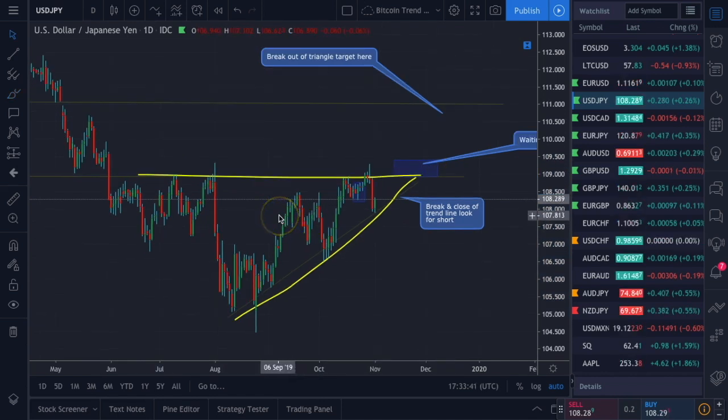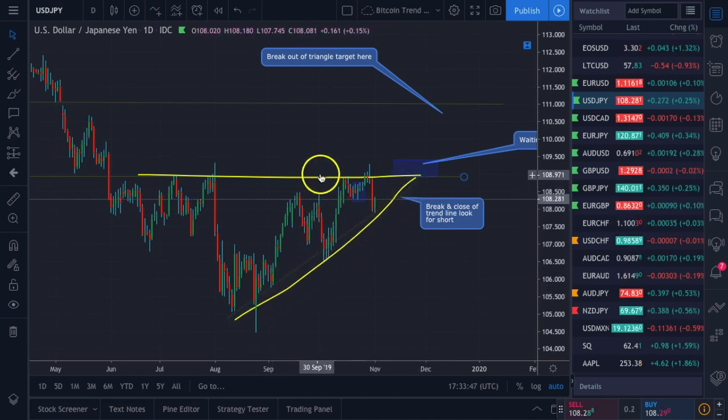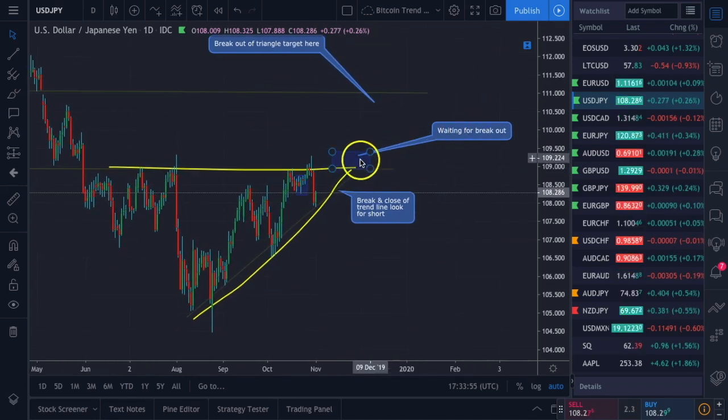And normally this type of triangle will break to the upside. You could see that there are just less and less sellers. And then once this resistance overhead breaks, there's just a cascade forward. And so that's what you're looking for. You're waiting for a breakout.